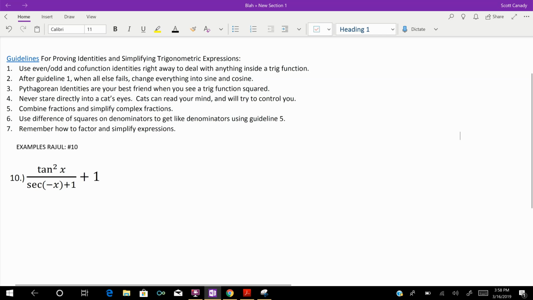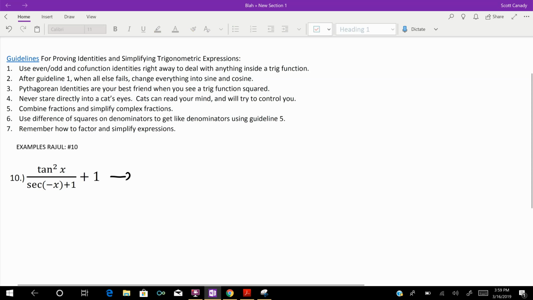All right, folks, we're going to do examples Rajul, problem number 10. This is going to work a lot like problem number 9 in this same sequence. So if you're confused about what I'm doing here, please look at problem number 9 because I go in much greater detail in problem number 9 on how to do this problem. So let's go ahead and start this out.